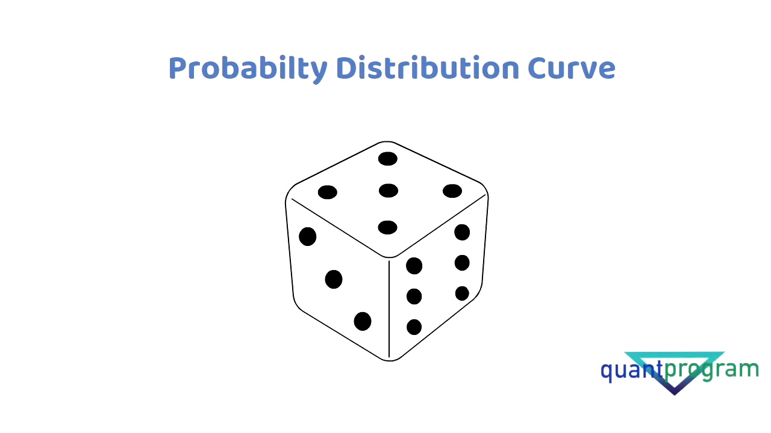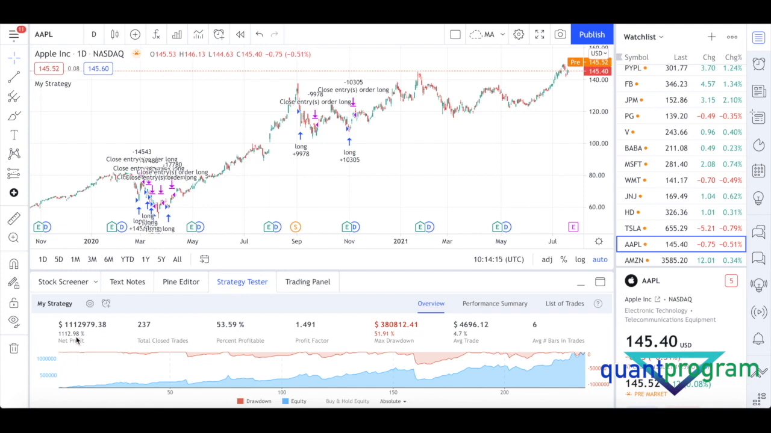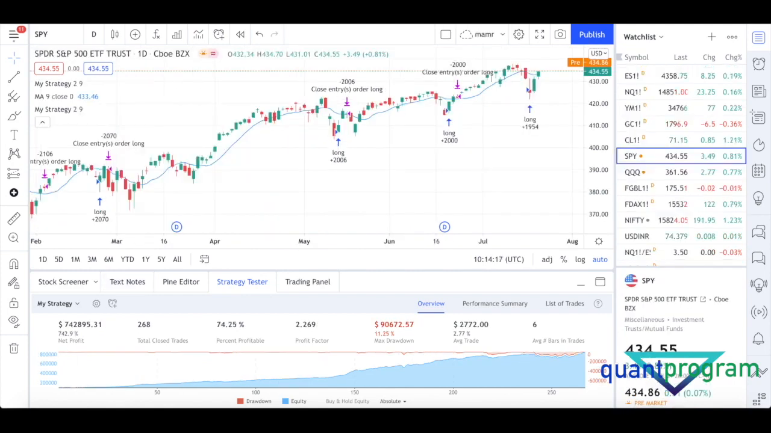So today we'll be discussing the probability distribution curve and how you can get returns like this or this for your trading. So stick around.